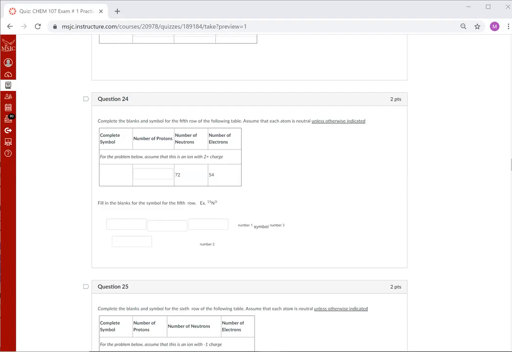So continuing on, we're looking at writing out the isotope symbol for the following chemical species and the following ion. So we know that the number of protons is equal to the number of electrons minus the charge. So in this case, we can solve that we know we have 54 electrons and we have a charge of +2. That in turn gives us 52 protons.